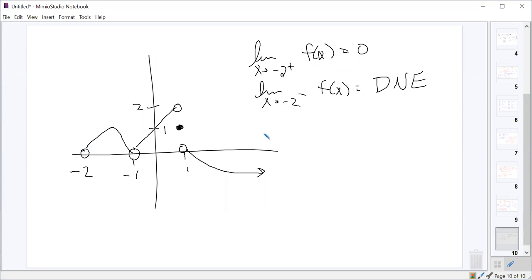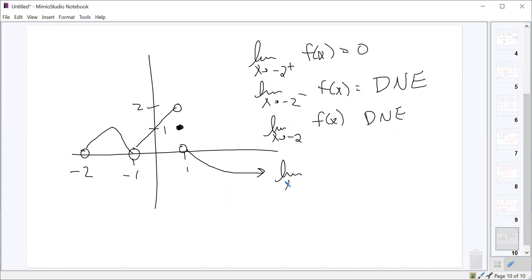Which tells us that the limit as x approaches negative 2 of f of x, the two-sided limit, also does not exist. Because the rule for two-sided limits is that in order for a two-sided limit to exist, the left and the right limits have to be equal. They both have to exist and they both have to be the same. So in this case, one of them was 0, the other didn't exist, so our two-sided limit couldn't exist.